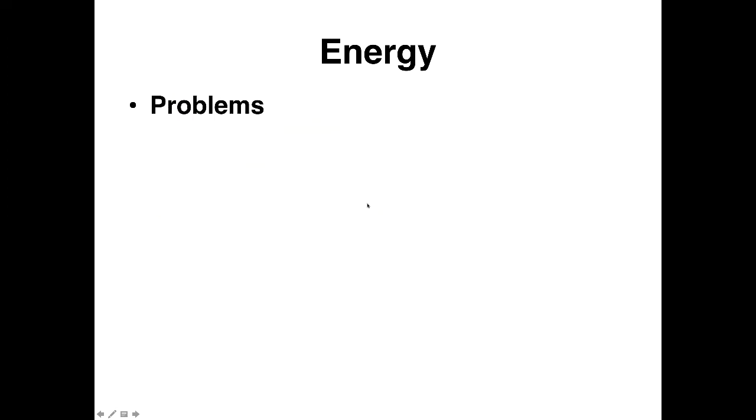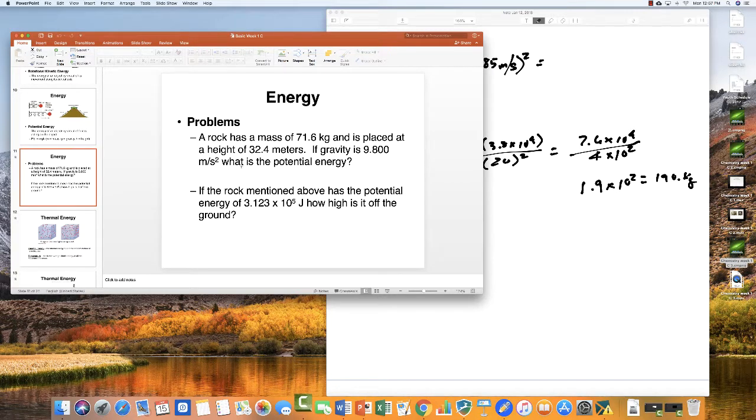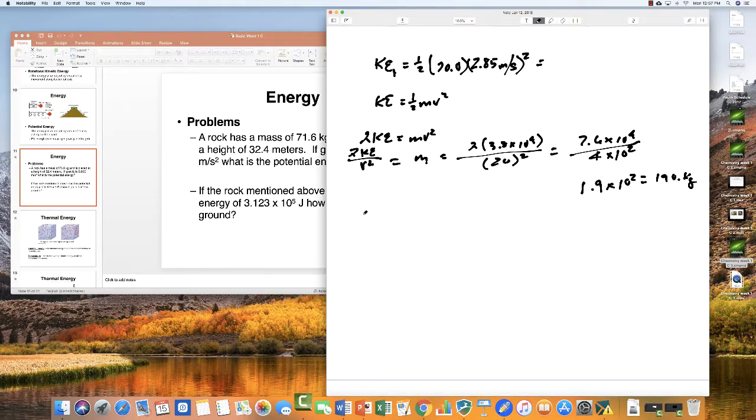So let's look at a couple of problems, again, with the potential energy in mind. A rock has a mass of 71.6 kilograms and is placed at a height of 32.4 meters. If gravity is 9.8 meters per second squared, what is the potential energy? Well, this is how we would calculate this. We remember that PE is equal to mgh, which is equal to, in this case, 71.6 times g, which is 9.8, times h, which is 32.4. And again, I don't have a calculator, but you can do the math here, and the answer that you get is going to be in joules.